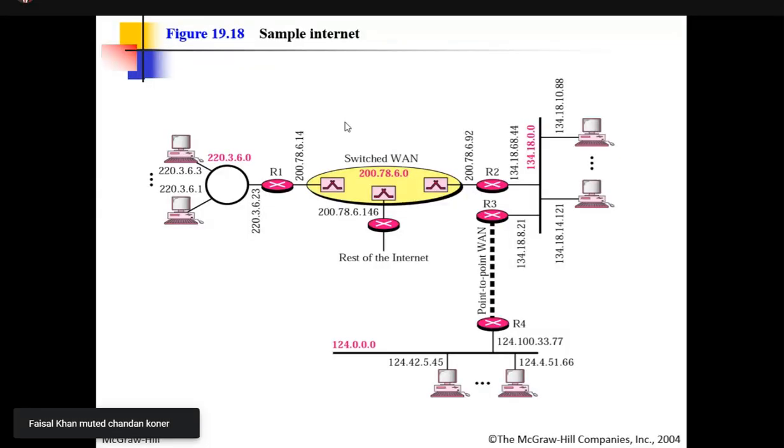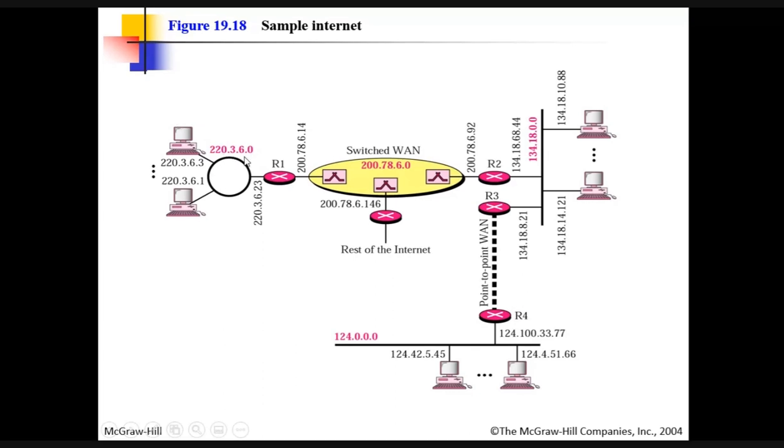Suppose this is a router, and this is a network address, 223.3.6.0. Here the network address is 134.18.0.0, so it is in class B. And here it is in class A, that means 124.0.0.0 is a network address, so it is in class A.